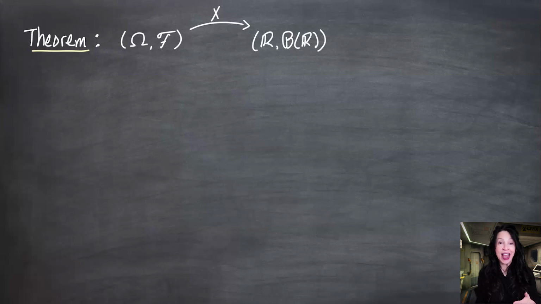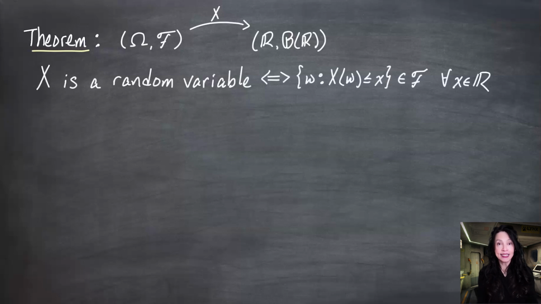But what we're going to learn now is that X is measurable if and only if sets like this are in curly f for every little x in the reals. So all omegas such that X of omega is less than or equal to x need to pull back into f. Another way to write this set is X inverse of the interval from minus infinity up to x, closed on that right side.